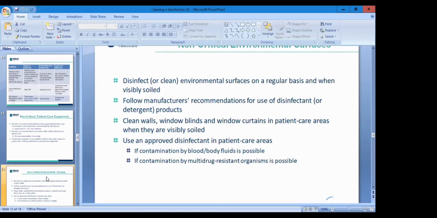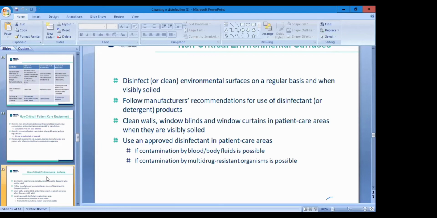This needs to be notified, especially by our infection control nurse. They go and tell the infection control committee that we need to change window curtains if splashes happen or fluids have come, or that the walls need to be painted again. All these points are taken into account when we talk about cleaning and disinfection protocols.